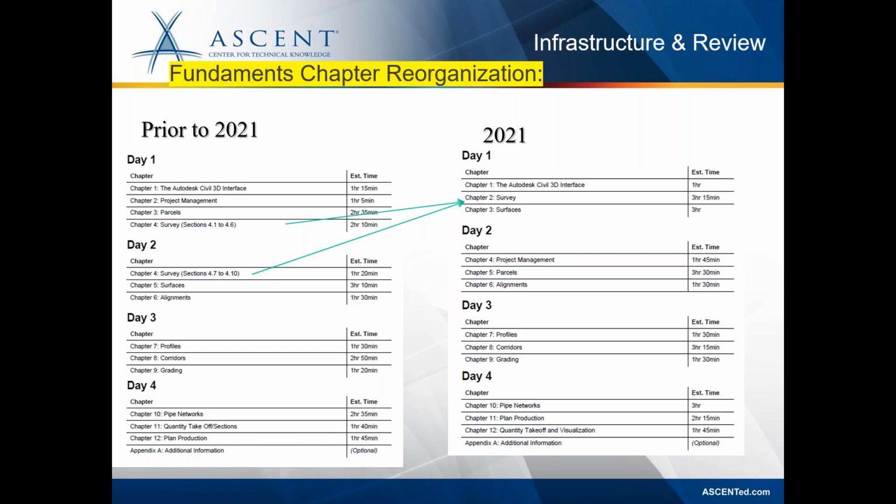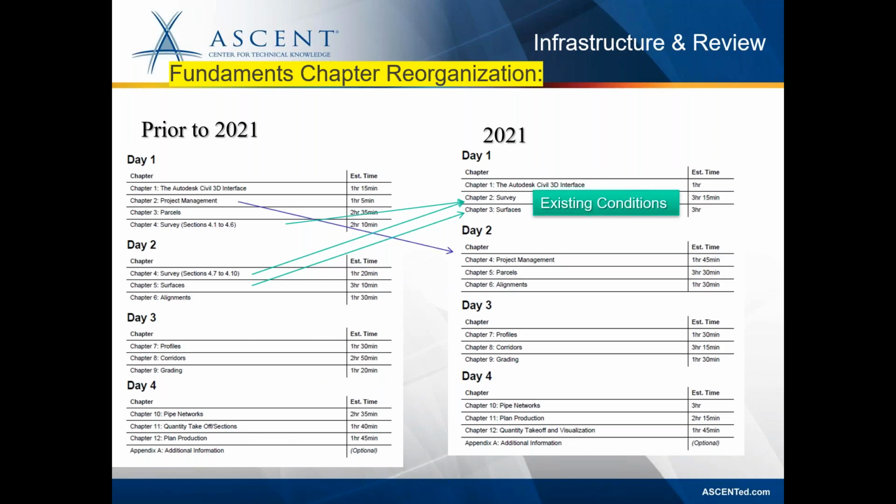So what I did is I moved the survey that was broken up over two parts previously, I moved that directly into chapter 2 because we gather a survey. And then once the survey is gathered, then typically we generate a surface. So the surface got moved up to chapter 3. And so we see that day 1 culminates with creating our existing conditions.